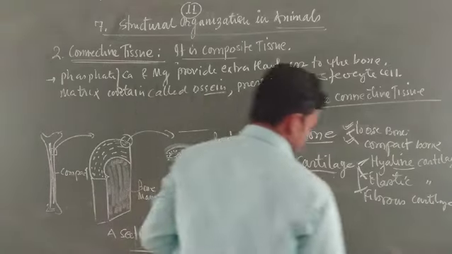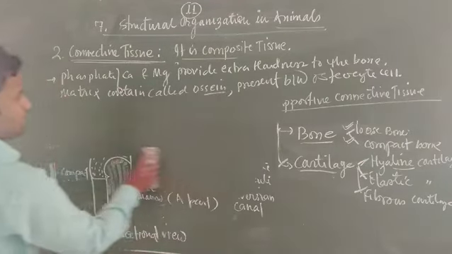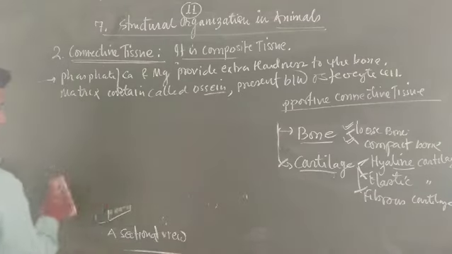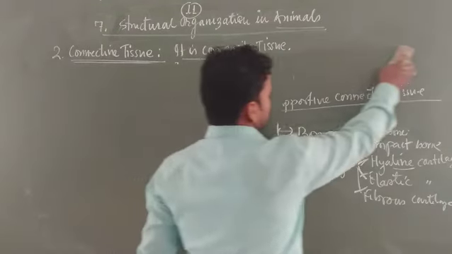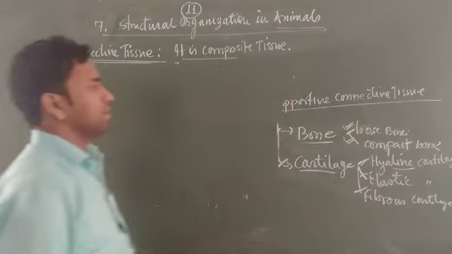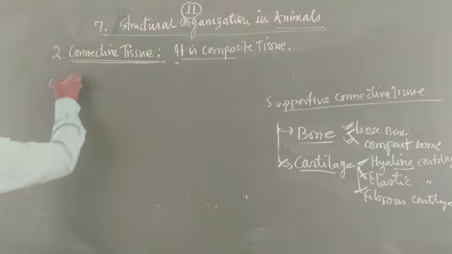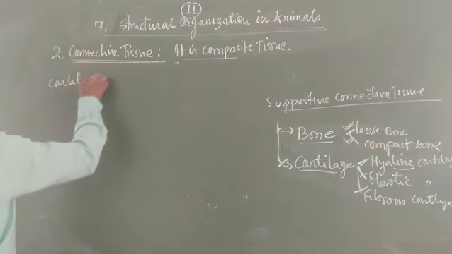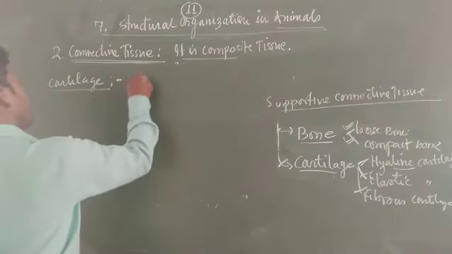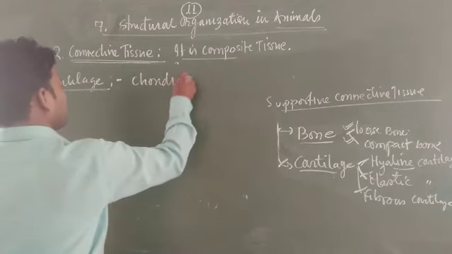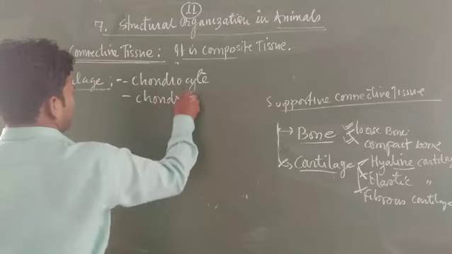Now students, the second important part of the supportive connective tissue is cartilage. Cartilage also provides structural support to the body, but some body parts do not have bone, they have cartilage. Now, the basic difference between bone and cartilage: it is made up of a cell called chondrocyte. What type of cells? Chondrocyte. Especially, a protein found in the cartilage is called chondrine.